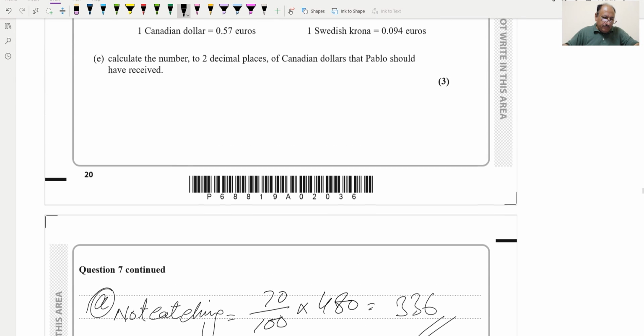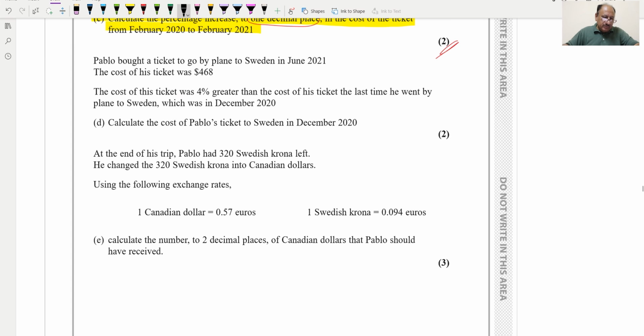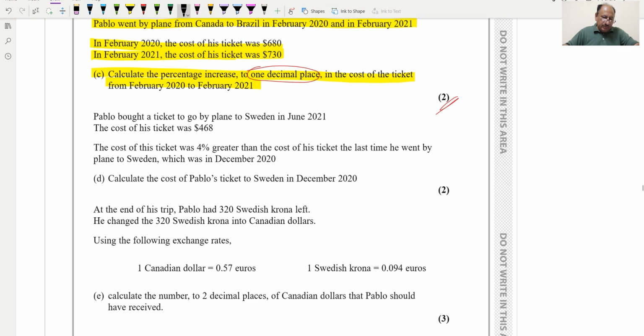Before part E, there is part D. In part D they are saying: Pablo bought a ticket to go by plane to Sweden in June 2021. The cost of the ticket was $468. The cost of this ticket was 4% greater than the cost of the ticket the last time he went by plane to Sweden, which was December 2020. Calculate the cost of Pablo's ticket to Sweden in 2020. This is a reverse percentage question.